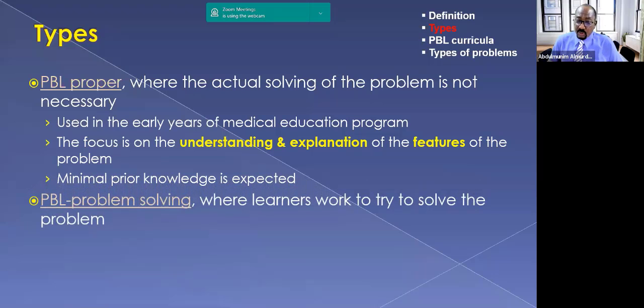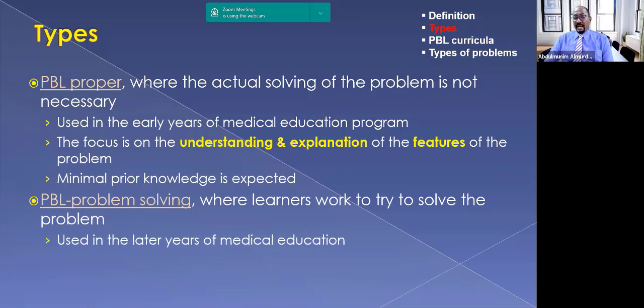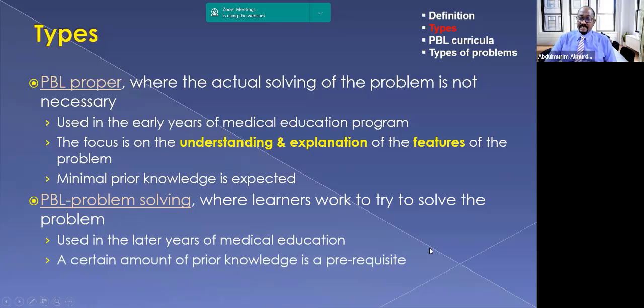Now, the second one is called problem solving PBL, where learners work to try to solve the problem. And in that, what is the difference between these two? It is usually used in the later years of the medical education or health professions education curriculum. And a certain amount of prior knowledge is a prerequisite. So you need to have adequate background knowledge to address problem-based learning, the problem-solving type.